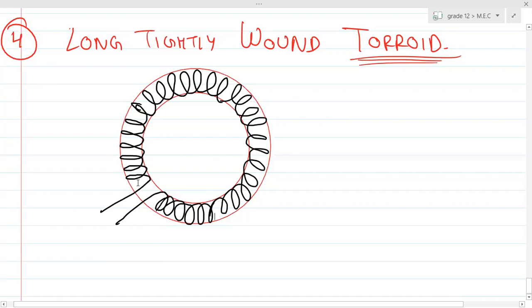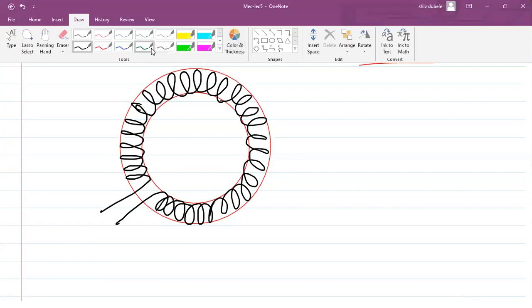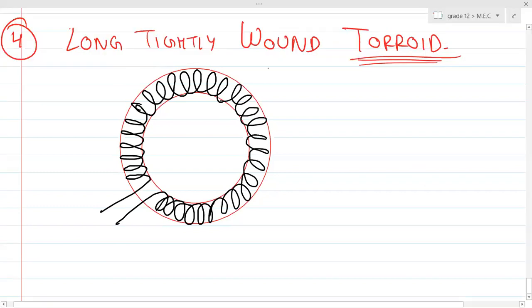So now you understood that the red part is not important. The red part is not at all important. It's just so that I can explain it to you, nothing else. Is it clear? So this is a toroid, and let's say a current I is going in this.